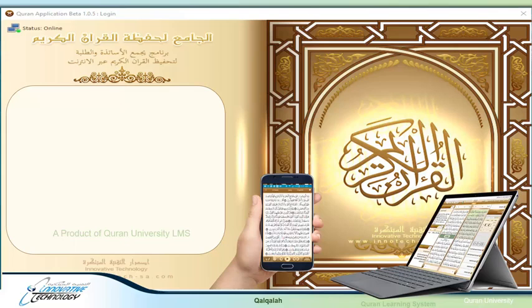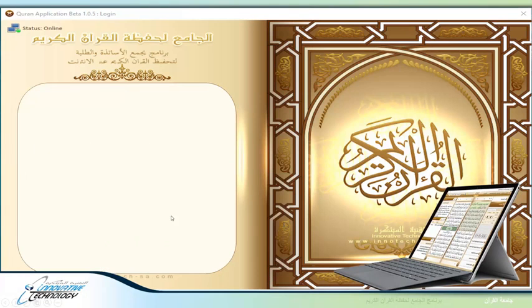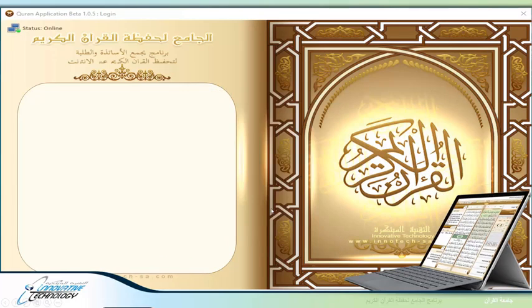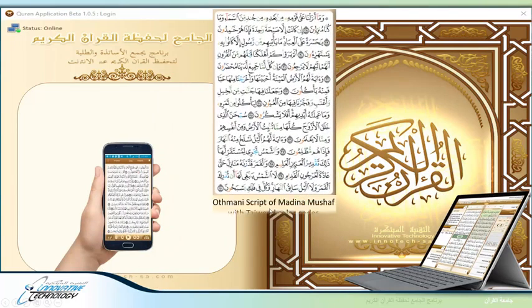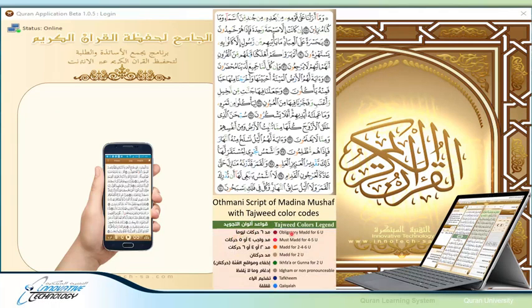And the topic of this lesson is Qalqalah. In our Quran learning management system, whether we're using the desktop version or the mobile version, in both cases, we use the Ottoman script of the Medina Mus'haf with Tajweed color codes, which we call Qawaid Alwan al-Tajweed, or the Tajweed color legend, where every Tajweed rule is given a unique color code. The objective of these color codes is to alert us to Tajweed rules while reading the Quran.